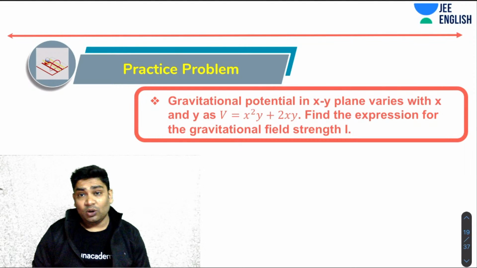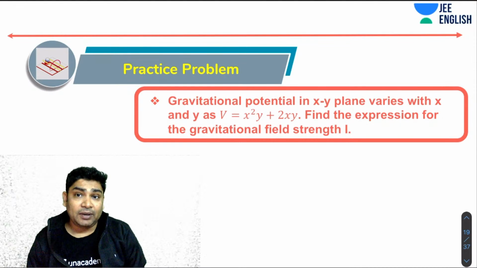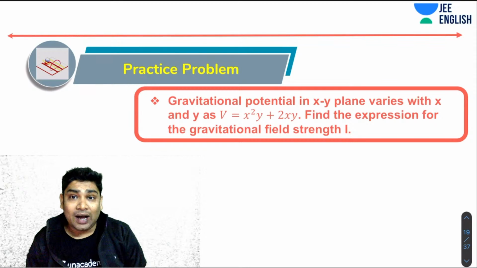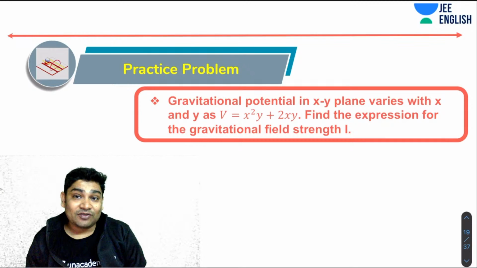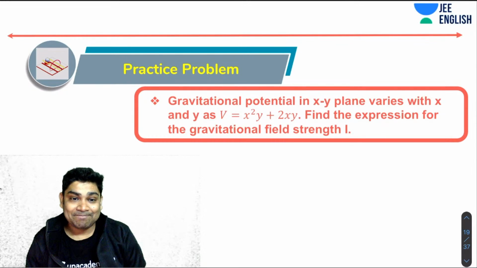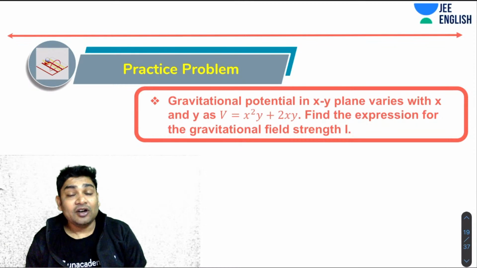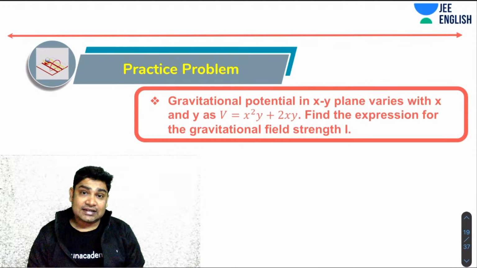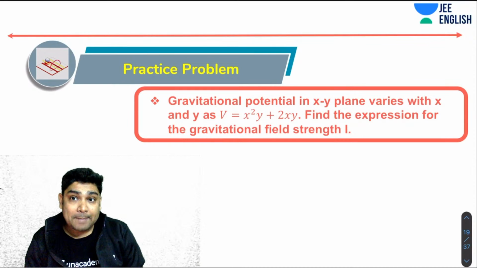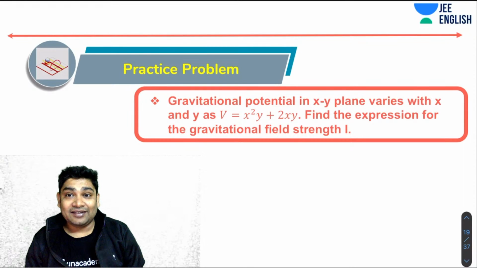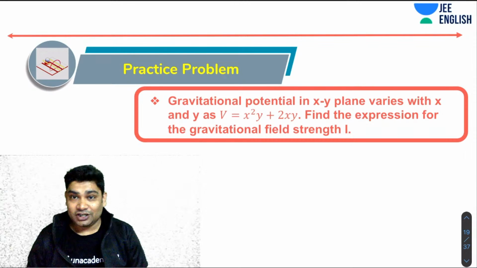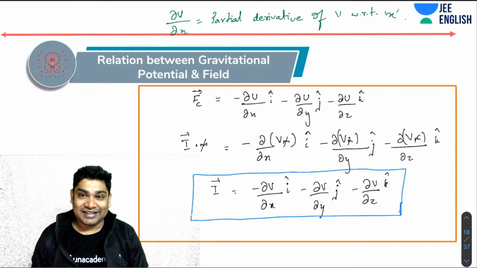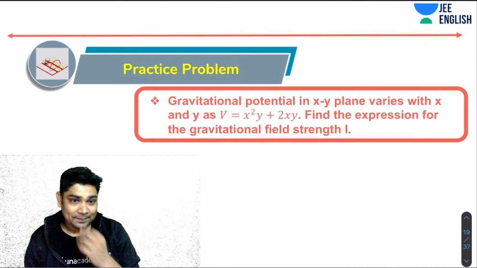So here you've been told that the gravitational potential in any xy plane varies with x and y as V equals x square y plus 2xy. Find the expression for gravitational field strength I. Okay, so this should be super easy. You have been given V in any xy plane as a function of its x and y coordinates. Can you find the expression for the gravitational field intensity? So just use this relationship and that is it. You will be sorted.